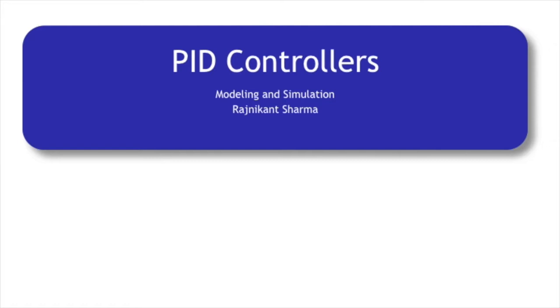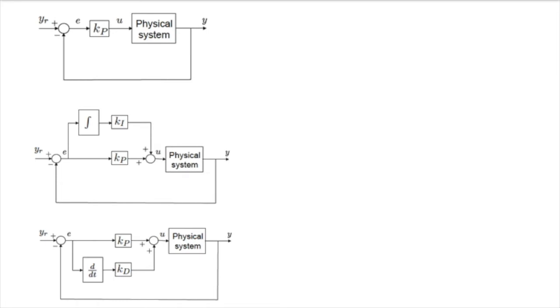Okay, so as I said, PID controllers can basically be made up of three types of controllers. Basically proportional, so that's proportional, right? And the idea is very simple, right?